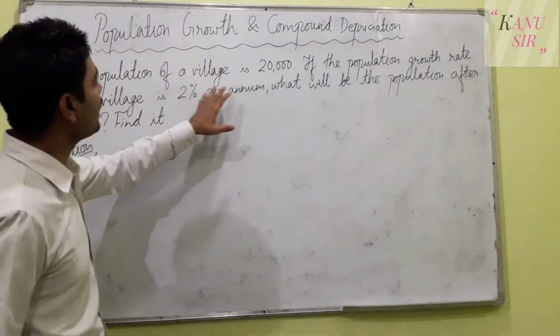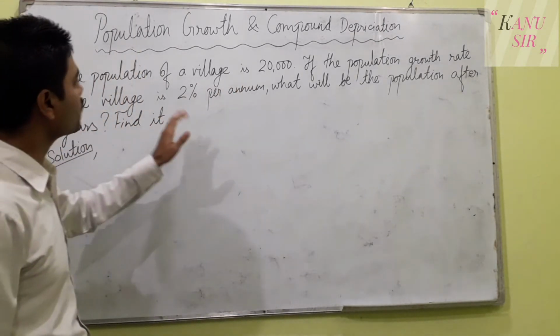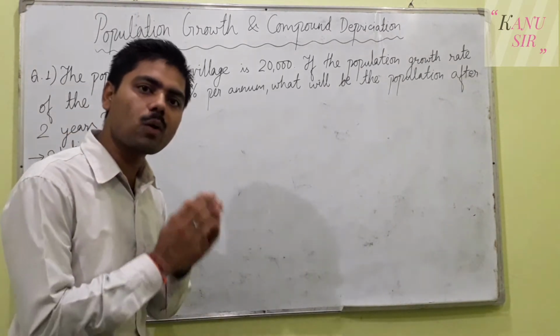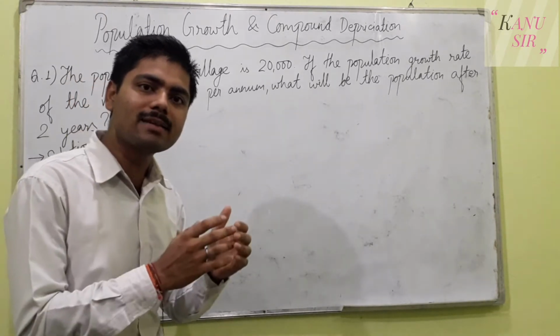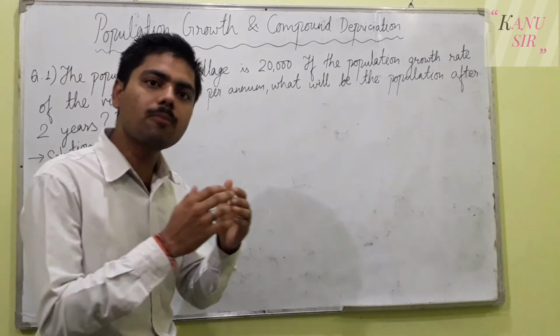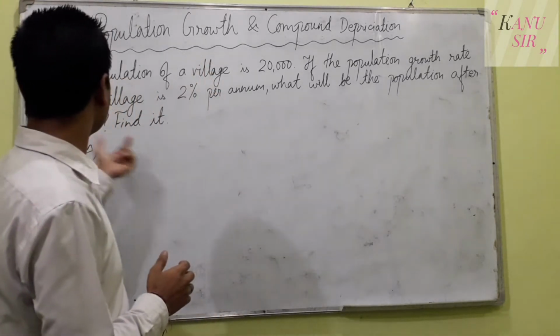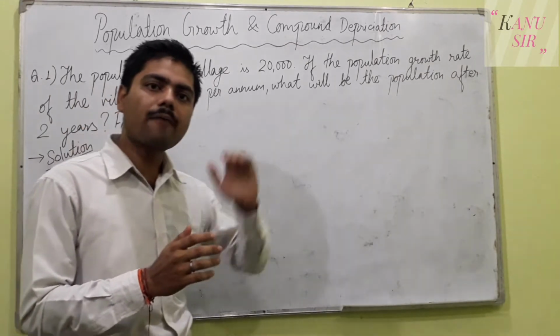The population of a village is 20,000. If the population growth rate of the village is 2% per annum, it means the population of that particular place is 20,000 and will be increasing every year at the rate of 2%. Then what will be the population after 2 years? Here we have to find the population of the place after 2 years.